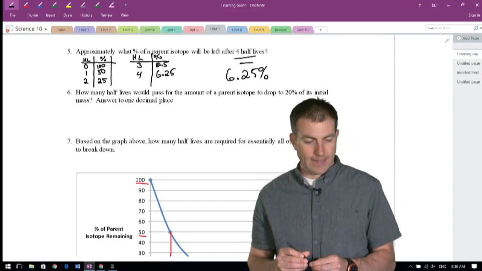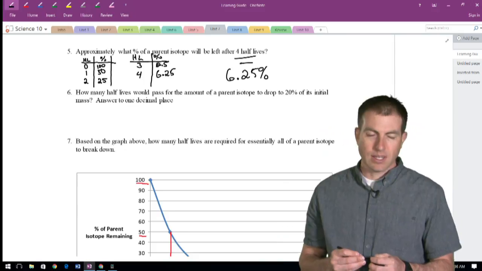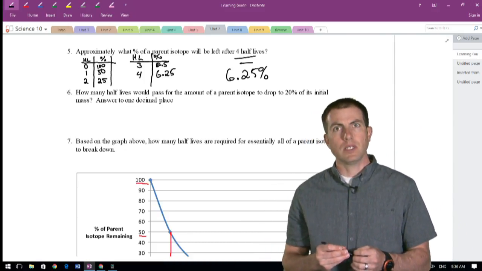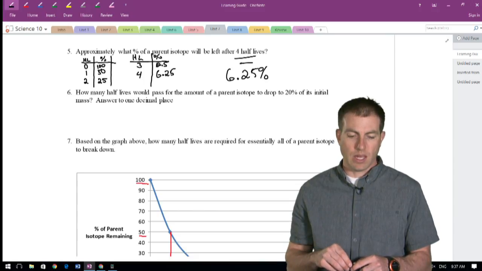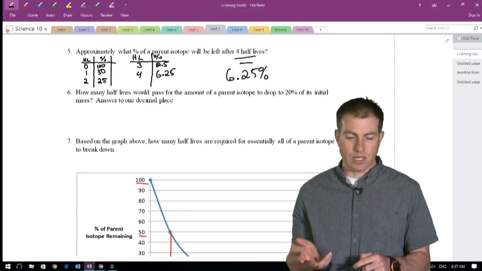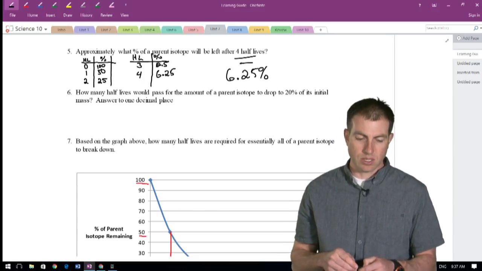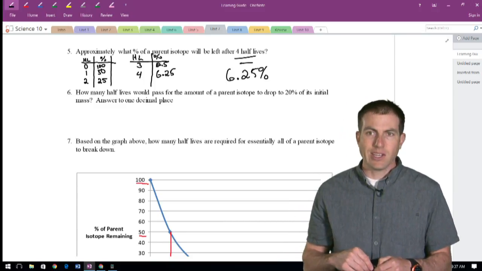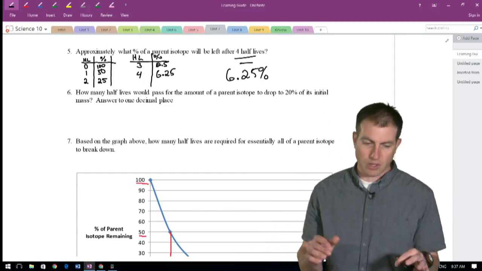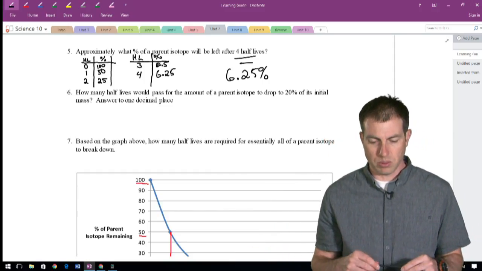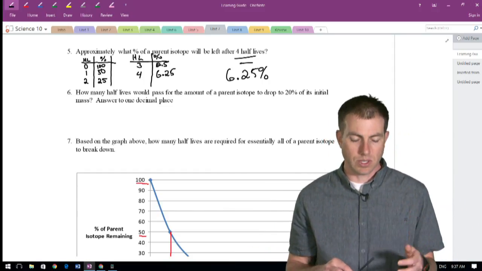There's questions like that. Question number 6 is tricky because it's not going to be an exact number. If you are at 20%, it's asking for 1 decimal place. So you're just going to have to do your best to estimate it, and that'll be good enough. You don't have to really worry about getting exactly on 20%.